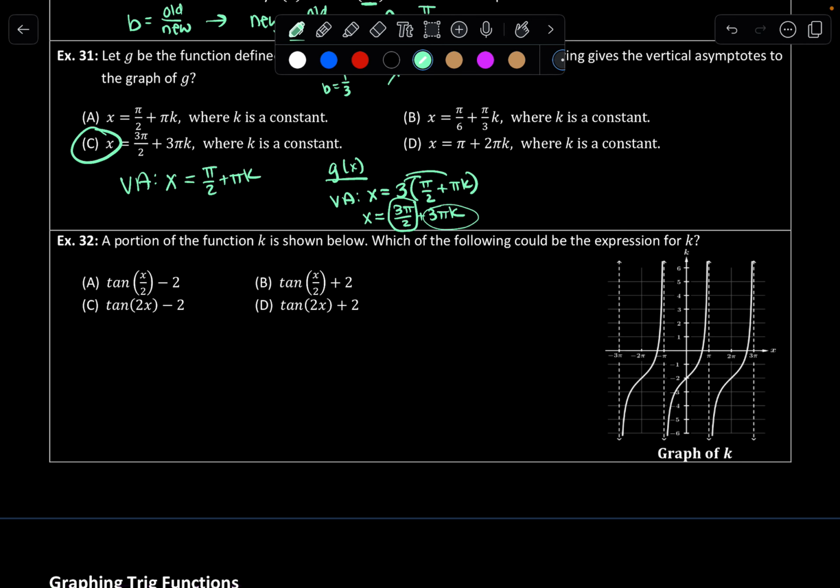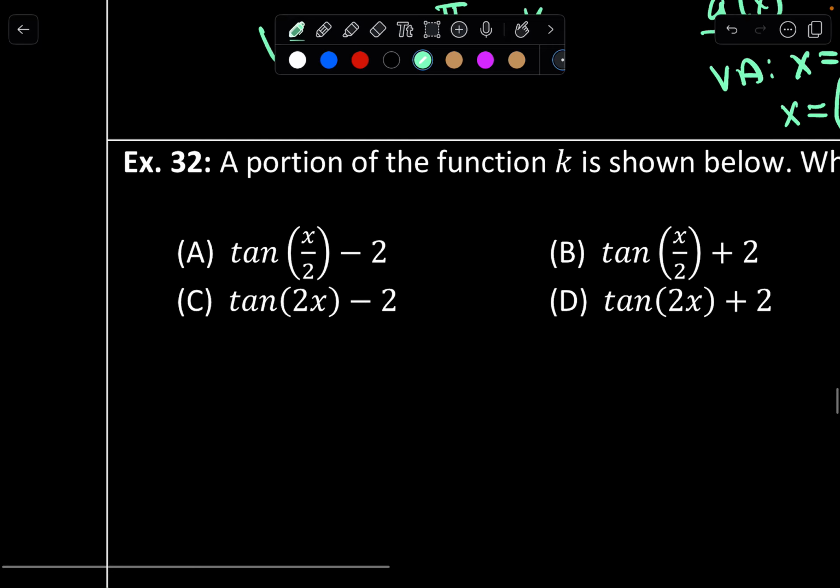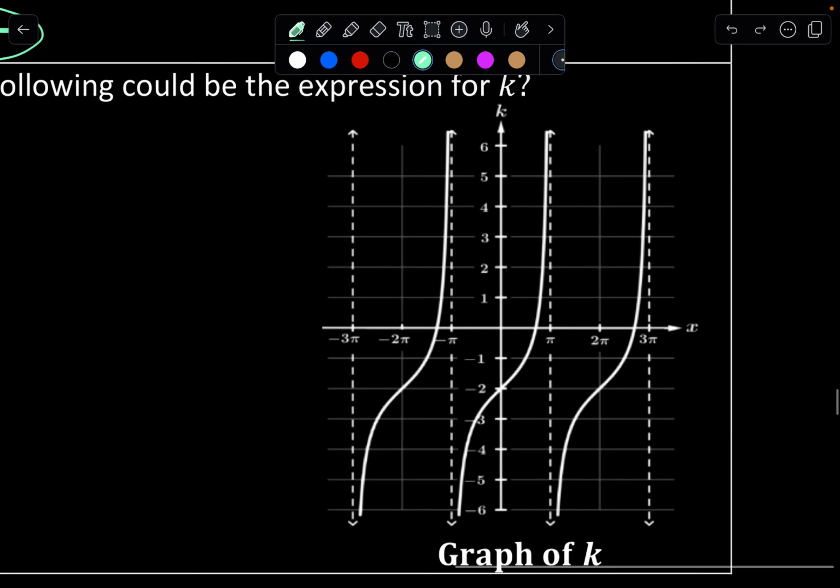Example 32, a portion of the function k is shown below. Which of the following could be the expression for k? Okay, so these are all tangent, but in the next unit, we're going to start seeing tangent and cotangent, so some of the multiple choice could change as we move forward, and you'll see why later. So we are looking at 3 cycles, okay? I see 3 unbounded lines increasing indefinitely in between vertical asymptotes.